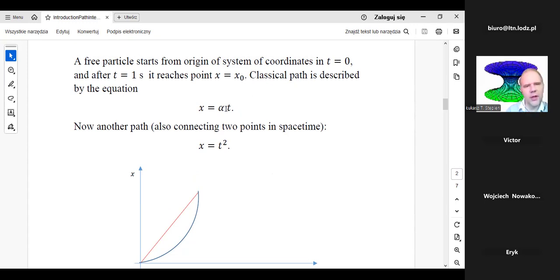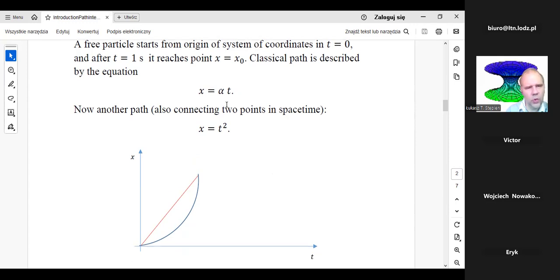Of course, this is the usual situation in classical physics. And now we can consider another path. The classical path is the straight line, drawn in red, and another path is a curved line drawn in blue, and this line connects these two points too. And this path has, of course, another equation.